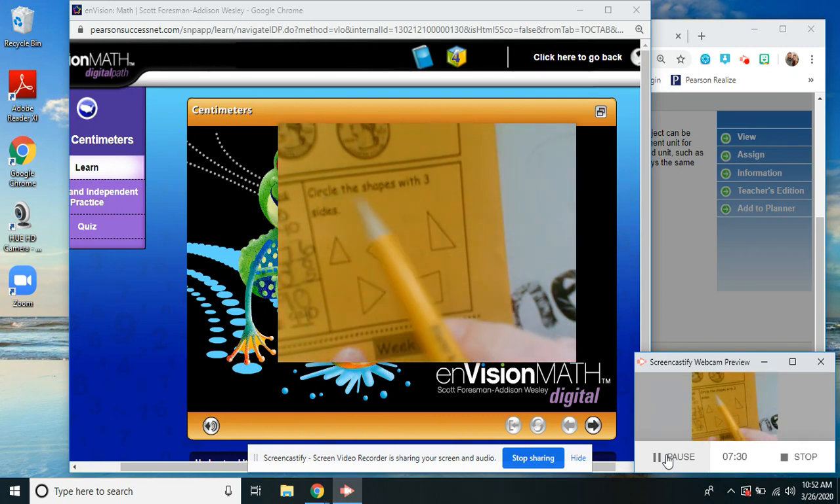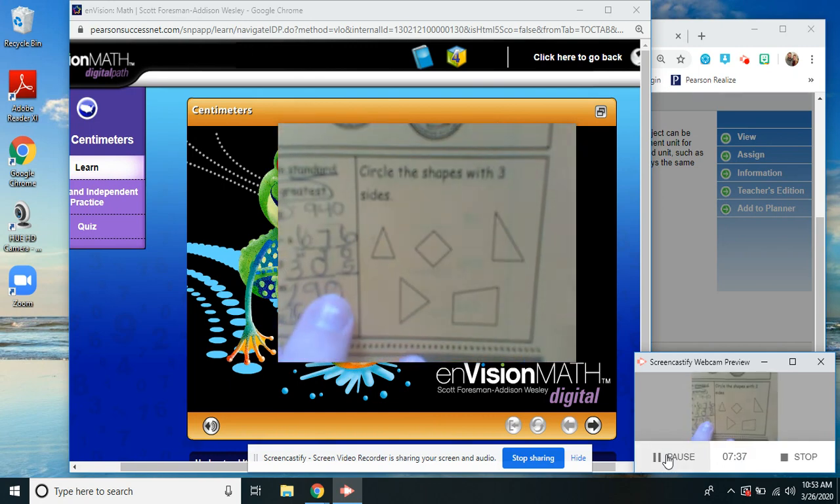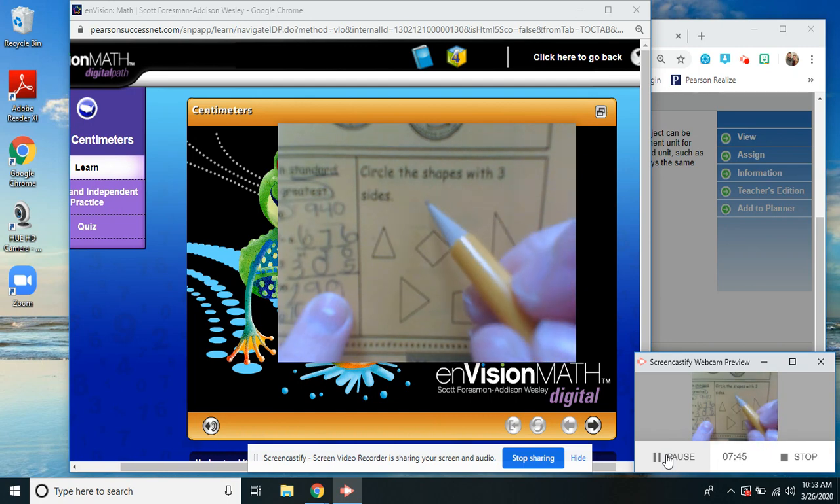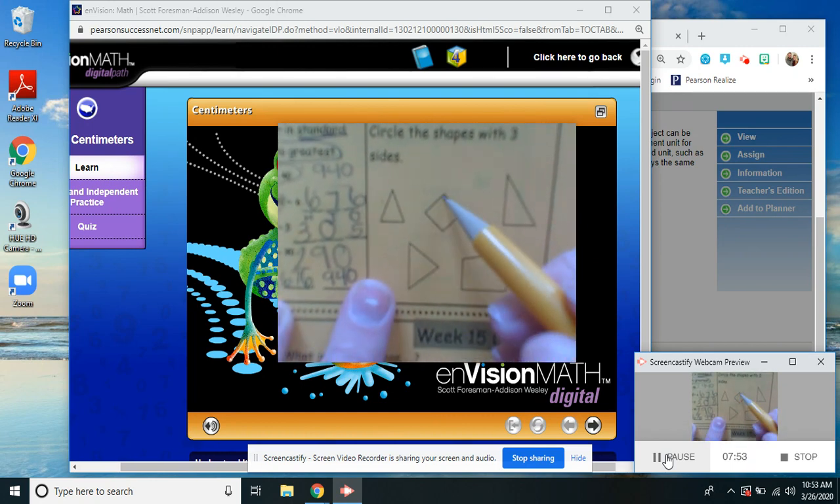It says circle the shapes with 3 sides. All right, so 3 sides. Remember, a side is kind of like the edge of your paper. It is a straight line. So we need to find shapes with 3 sides. I'm going to go right here.